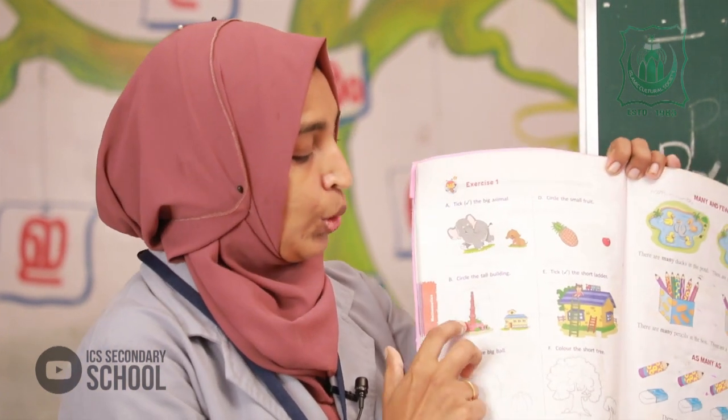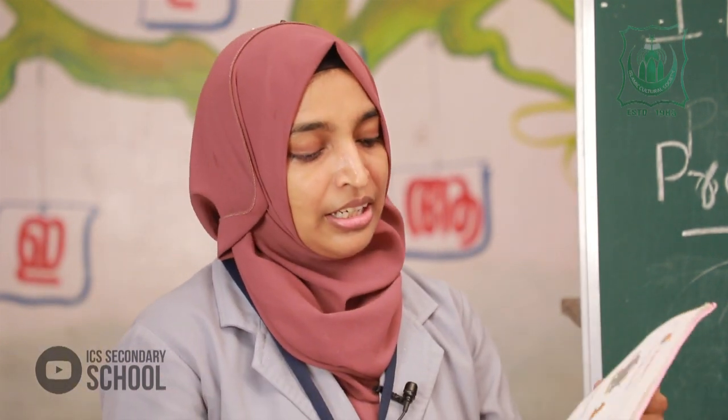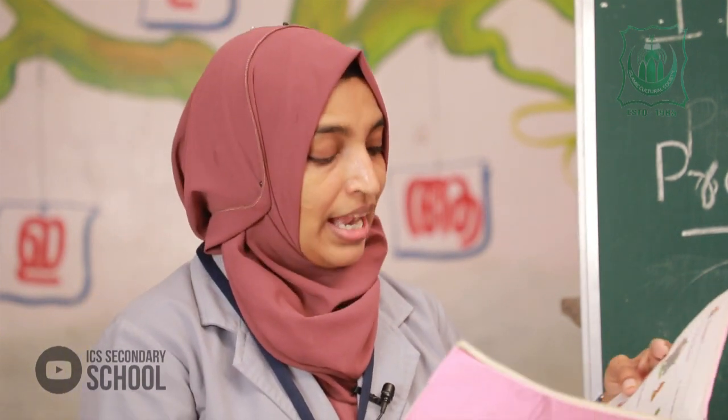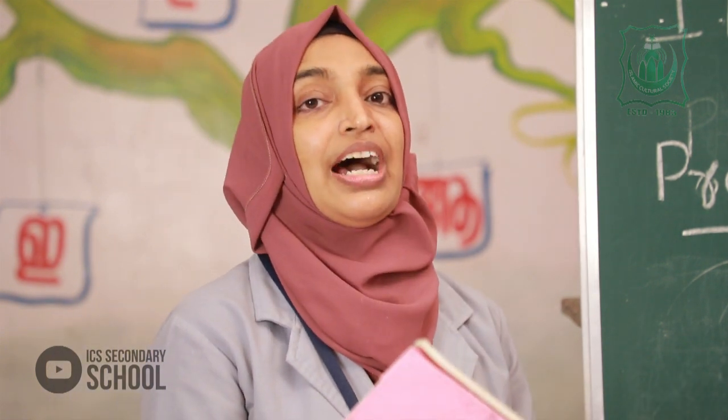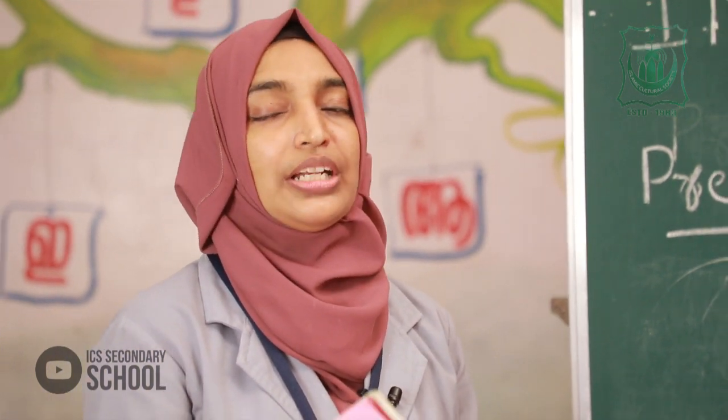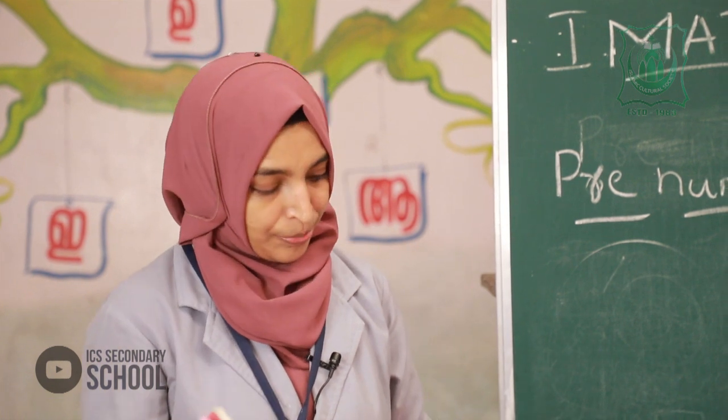And the exercise number B, circle the tall building. Here, you can see two buildings. You can circle the tall building. And E, tick the short ladder. You can see two ladders there. You can put a tick on the short ladder.